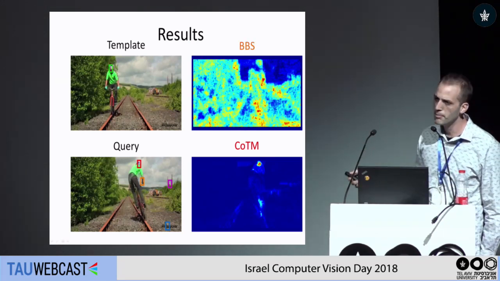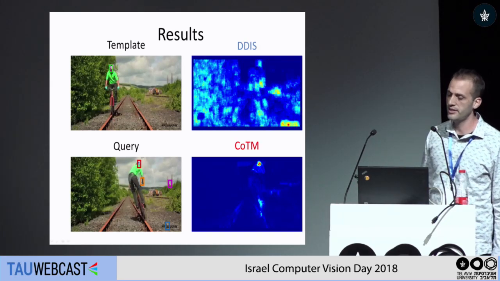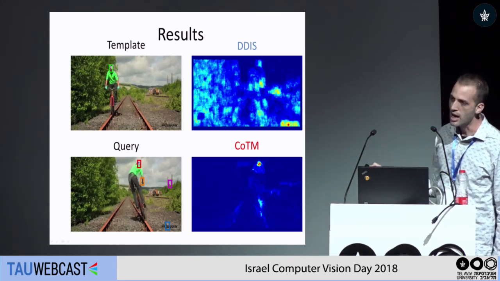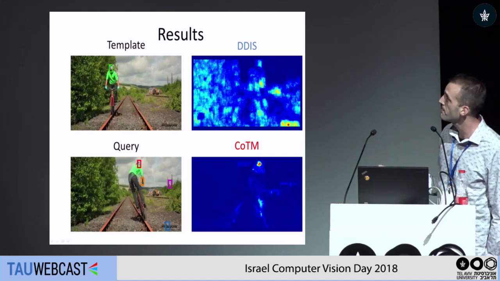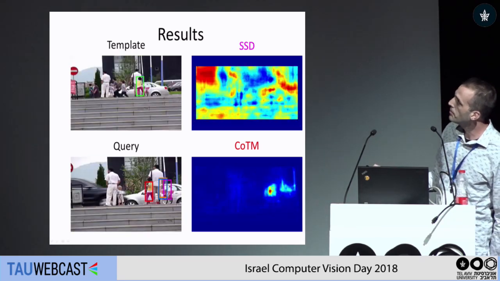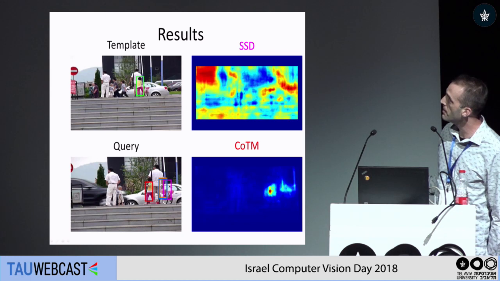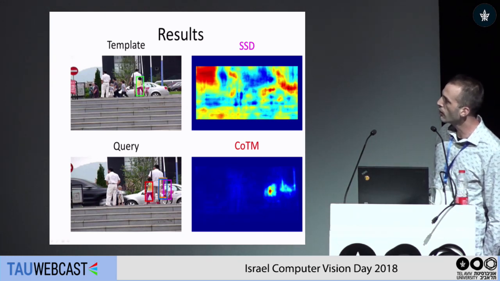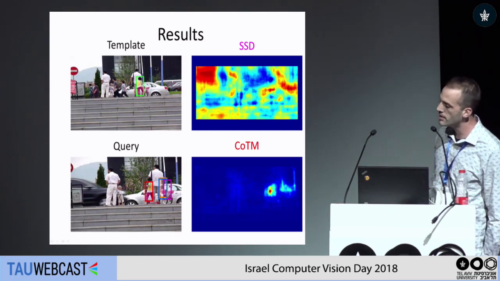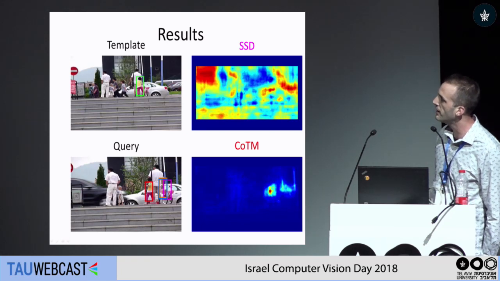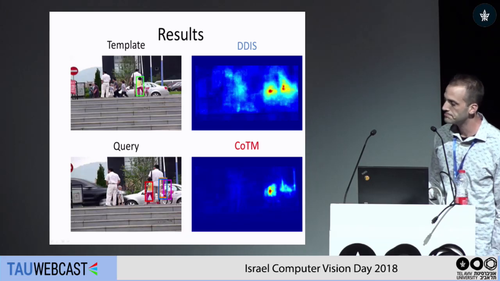Here's another heat map by best buddy similarity. It's a local feature-based method. Here's another heat map by DDIS. They are the state-of-the-art as of 2017. And here's another example. The image the template was taken from and the query image, our heat map, SSD. Note that our heat maps are usually very clear, meaning that for most of the image, we say that there is no probability for the template there. Here's best buddy similarity again, and DDIS.